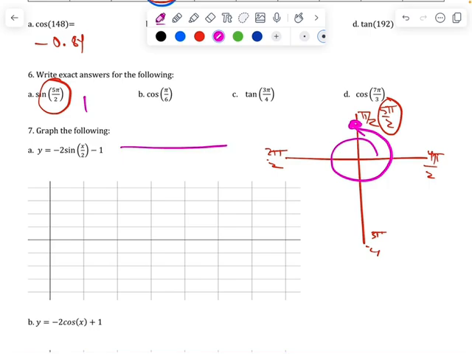Cosine of pi over 6, you draw your unit circle. Pi over 6 is 30 degrees. And you can tell right here, it's the x value that's long. That's the square root of 3 over 2. Again, review your unit circle on this one.